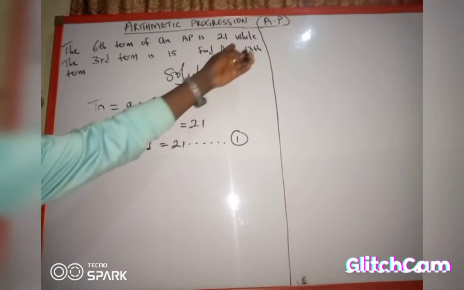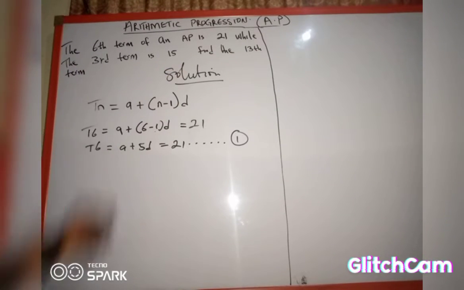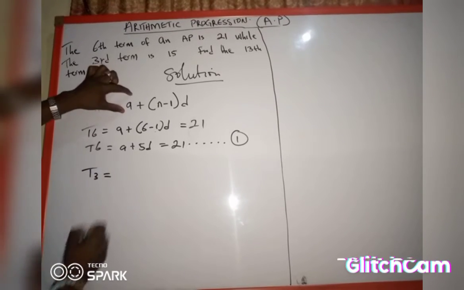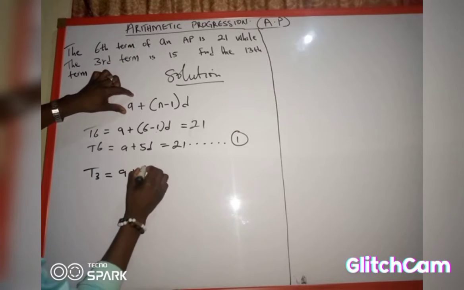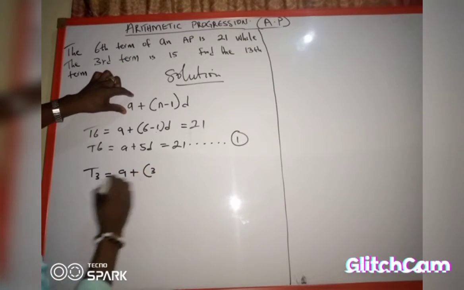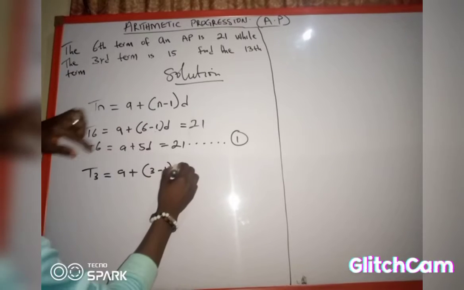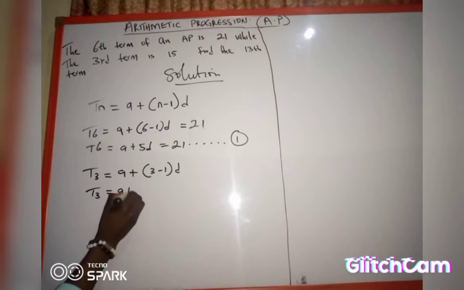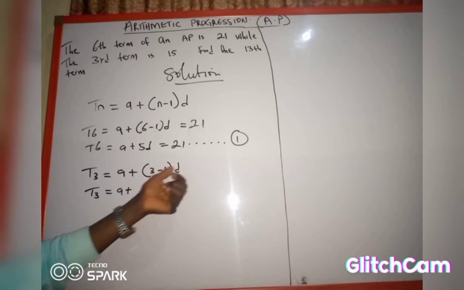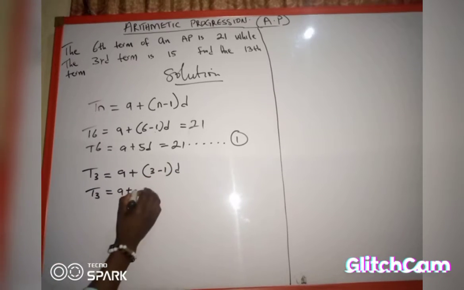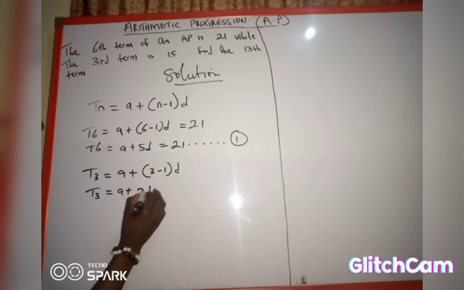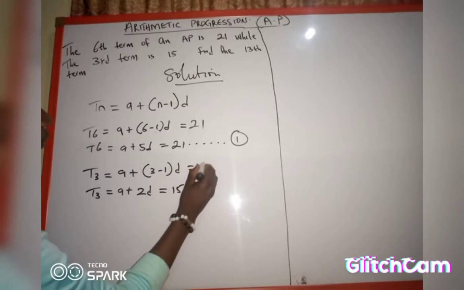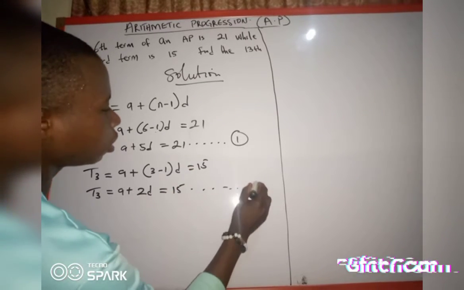So the question continues: the third term is 15. So the third term, T3, equal to, following this formula again, A plus open bracket n, which now is 3, the term, minus constant 1, then d. So I can express this as A plus 3 minus 1 is 2, 2 multiplied by d, which will give me 2d, which is equal to 15. So I can name it as equation 2.